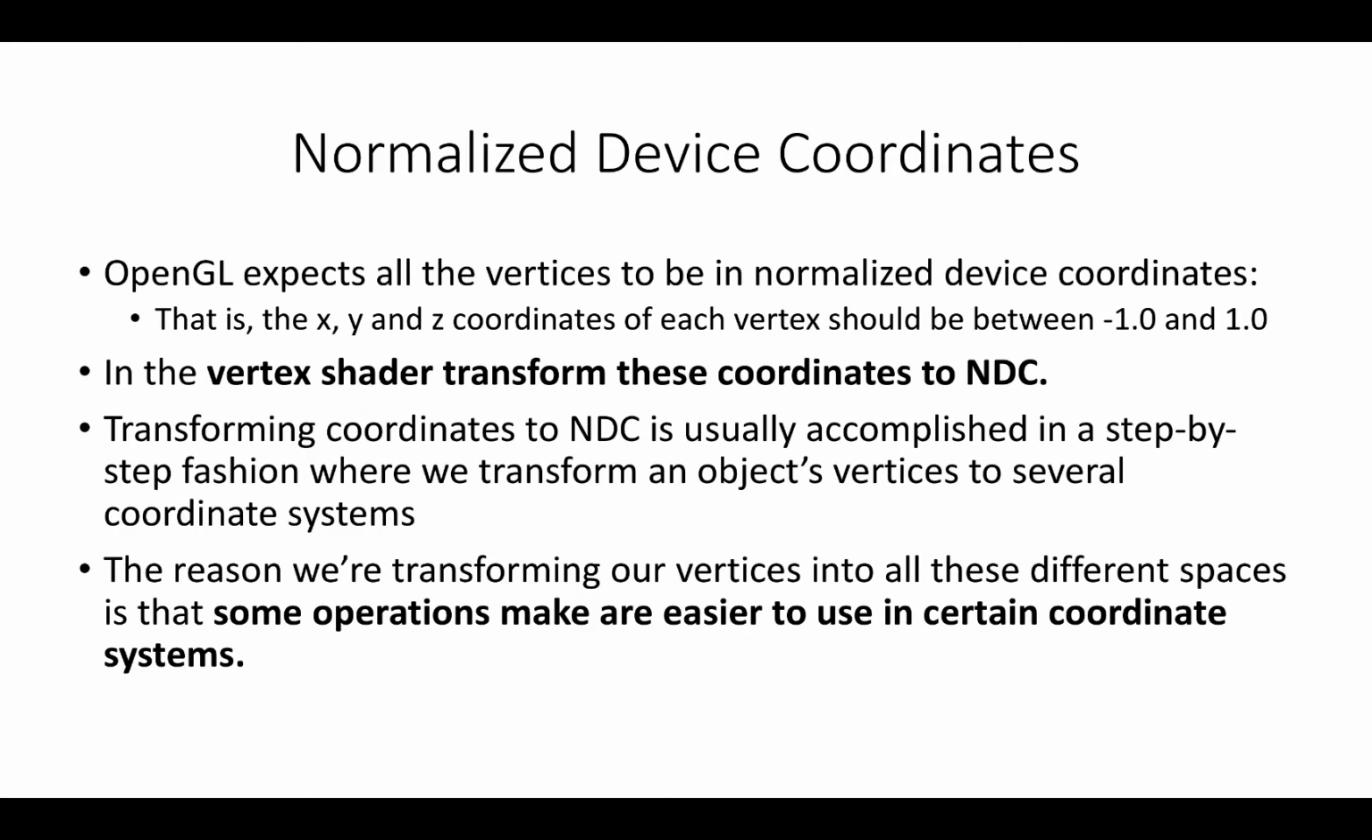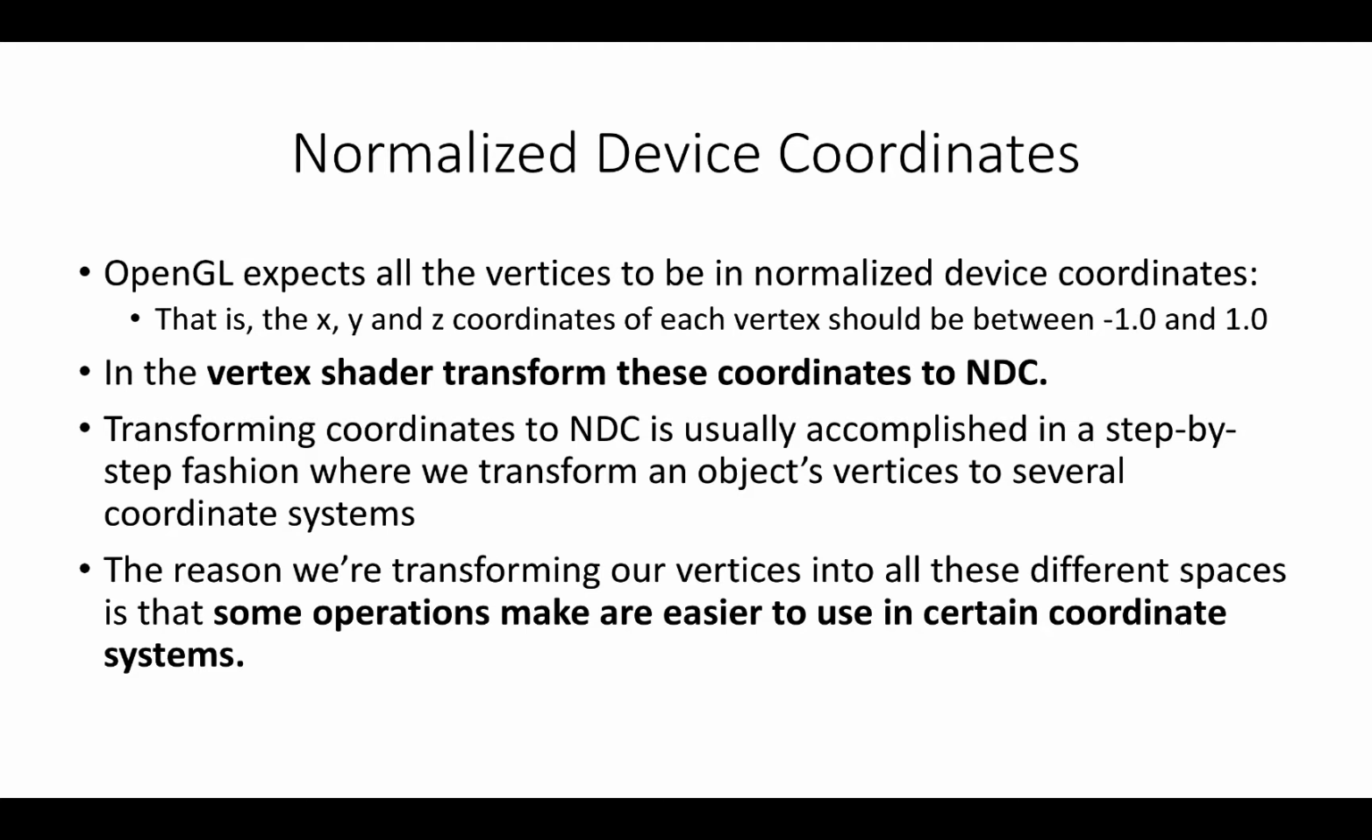In the last lecture we learned how we can use matrices to our advantage by transforming all vertices with transformation matrices. OpenGL expects all the vertices that we want to become visible to be in normalized device coordinates. That is, the x, y, and z coordinates of each vertex should be between -1 and +1. Coordinates outside this range will not be visible. What we usually do is to specify the coordinates in a range we configure ourselves, and then in the vertex shader transform these coordinates to NDC.